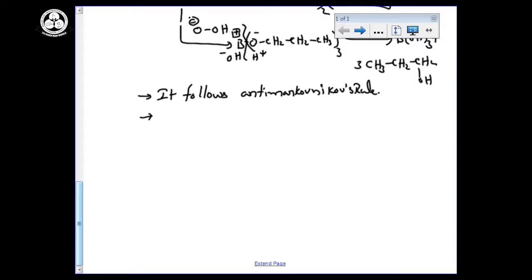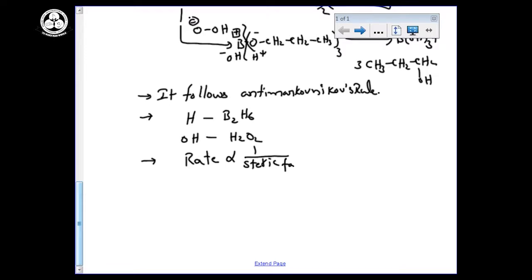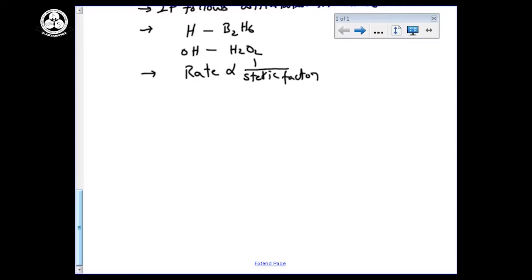And one more thing we have to provide, hydroboration oxidation law: H is coming from B2H6 and OH is coming from H2O. And the third point is, rate of reaction is inversely proportional to steric hindrance. Very, very important. Rate of reaction is inversely proportional to the steric factor. Steric factor means steric repulsions.